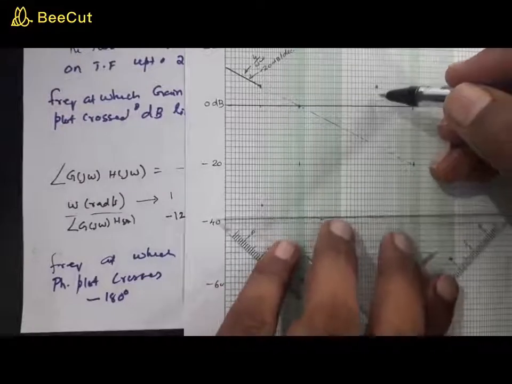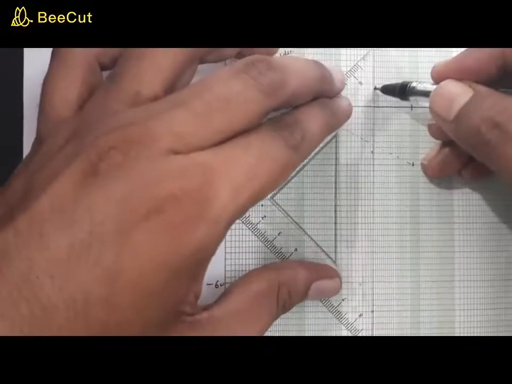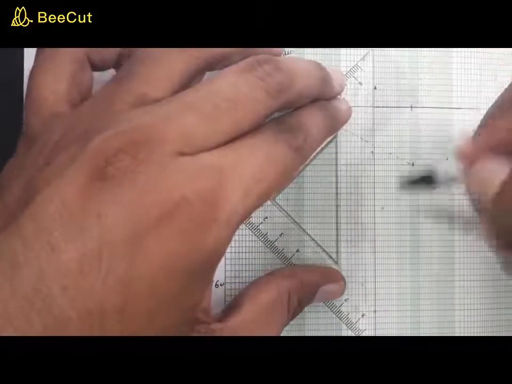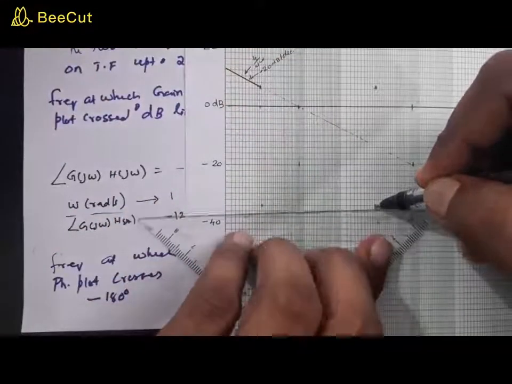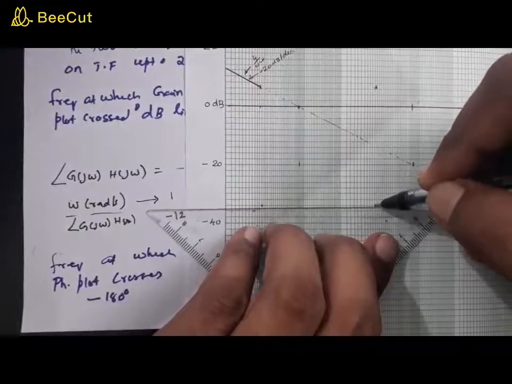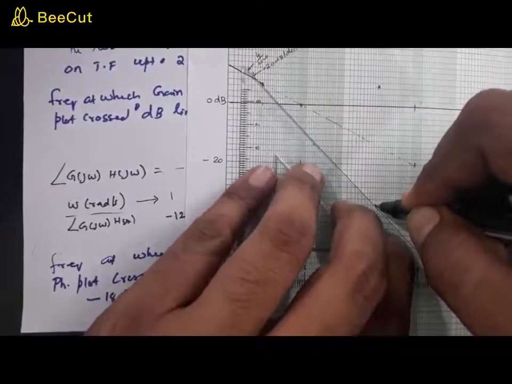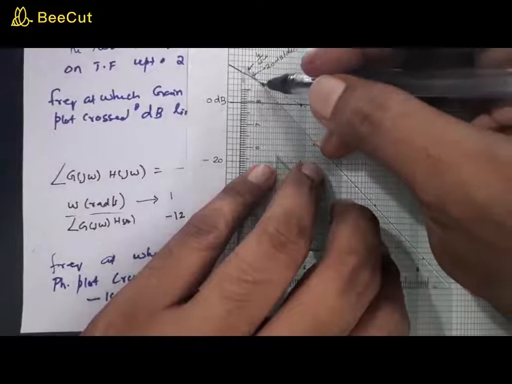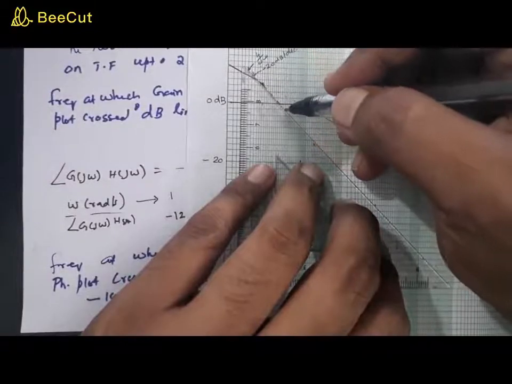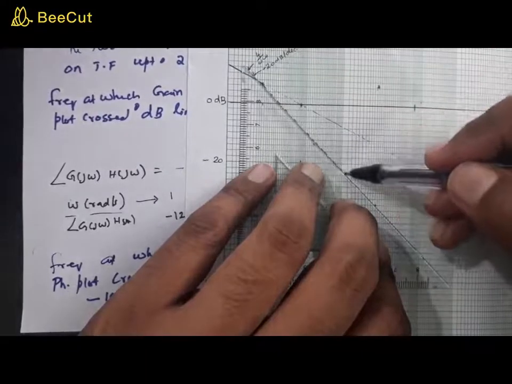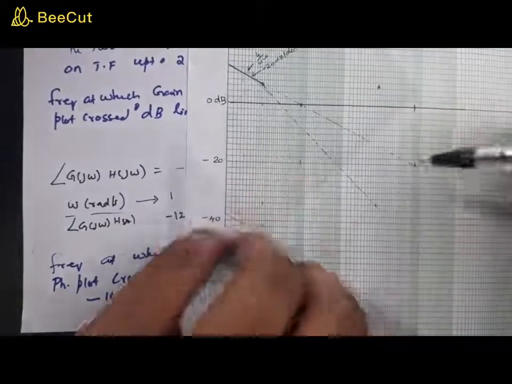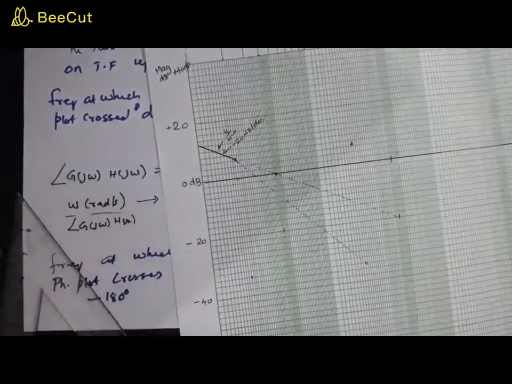actually your, okay, I will be marking this. This is 1 decade, right? Okay. Now look at this. You can join this point, right? Okay. Now, what does this suggest?